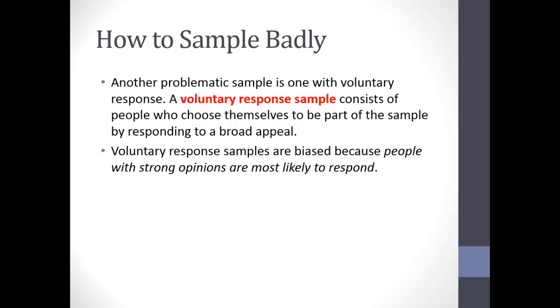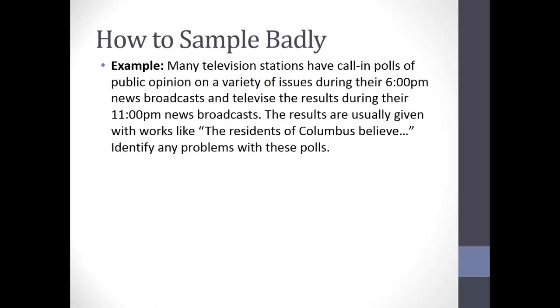Second bad way here is something called a voluntary response sample. And this is a case where the people who I hear from in some way have elected to give me their opinion. And this is likely to be biased because again, people with strong opinions are most likely to respond.